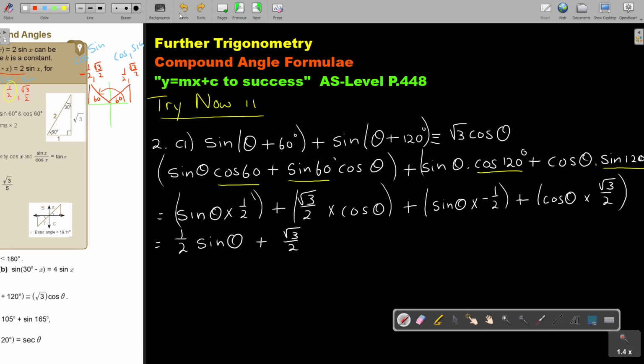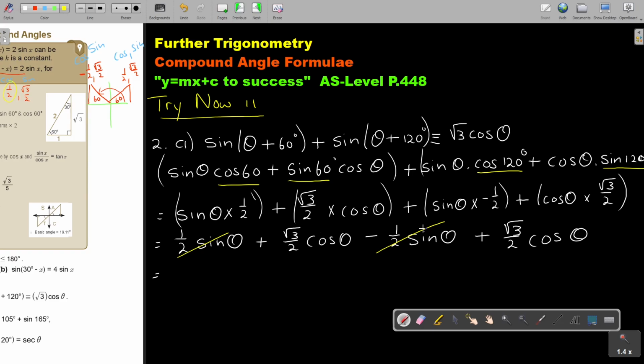Just get the pen correct. Okay, but now be careful for this one. Do you see there? This one is going to be negative. Okay, so this is going to be negative a half sin theta plus square root 3 over 2 cos theta. Okay, and now I can simplify this. Did you see what happened? This one cancels with this one.